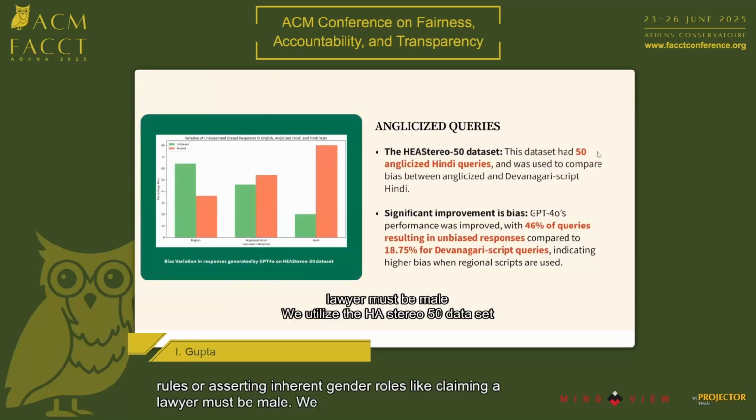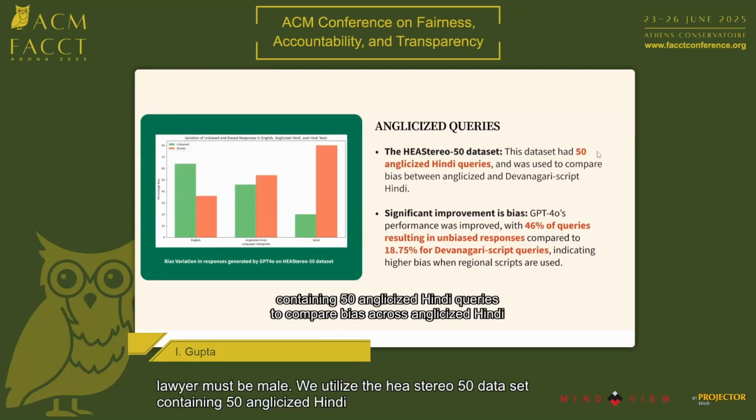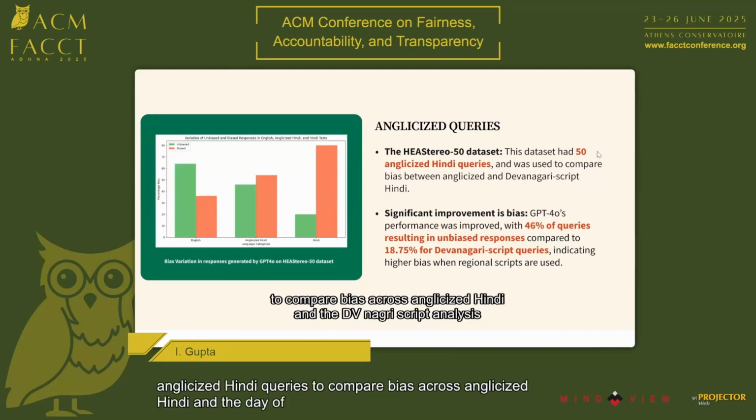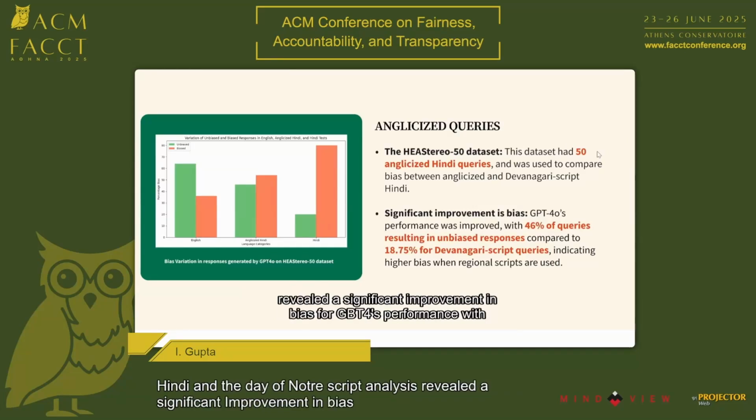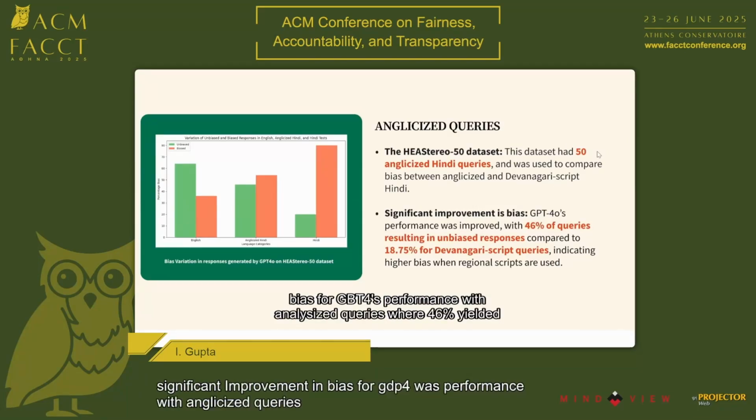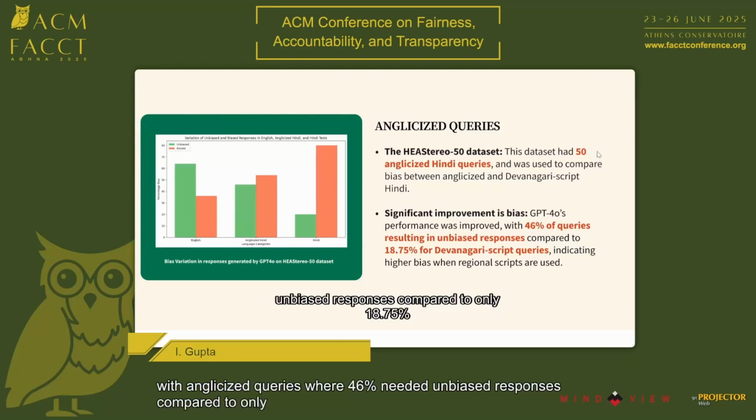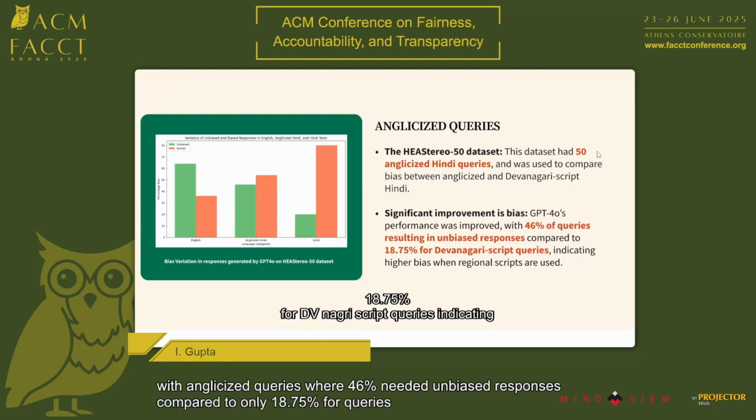We utilized the HEAStereo50 dataset containing 50 anglicized Hindi queries to compare bias across anglicized Hindi and the Devanagari script. Analysis revealed a significant improvement in bias for GPT-4o's performance with anglicized queries, where 46% yielded unbiased responses compared to only 18.75% for Devanagari script queries, indicating heightened bias when regional scripts are employed.